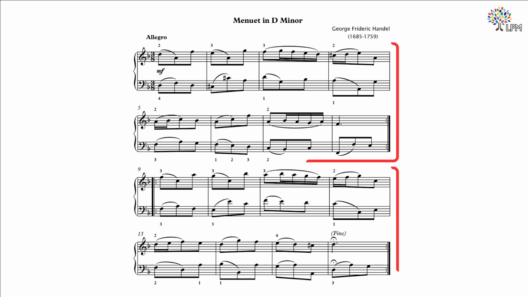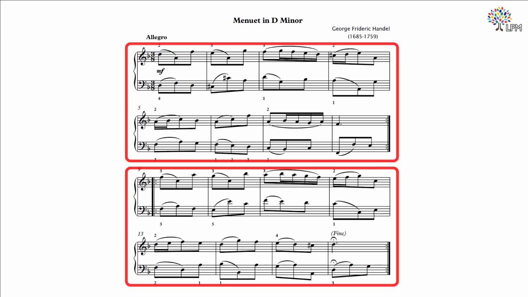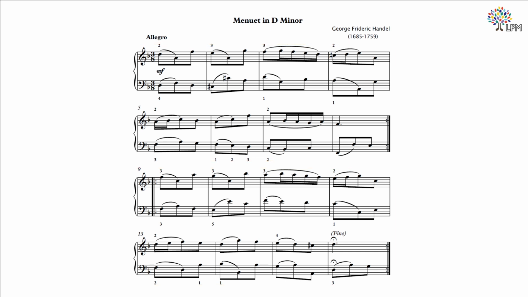A minuet is often in binary form, with 2 sections, usually 8 bars each. The second section is usually a contrast of the first section. In this minuet, the B section is in the key of F major, which is the relative major of D minor.